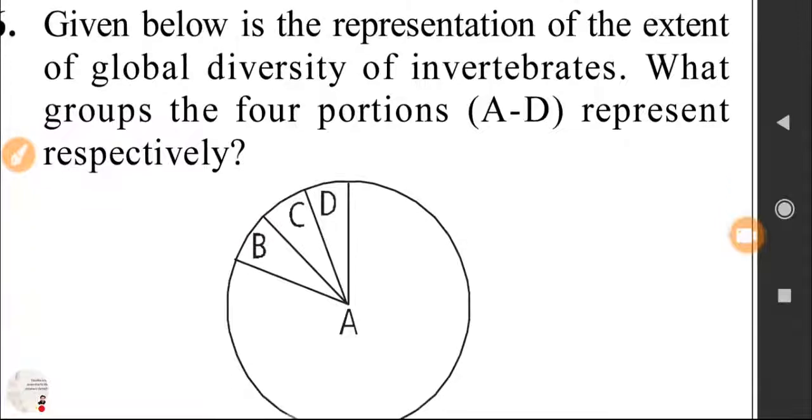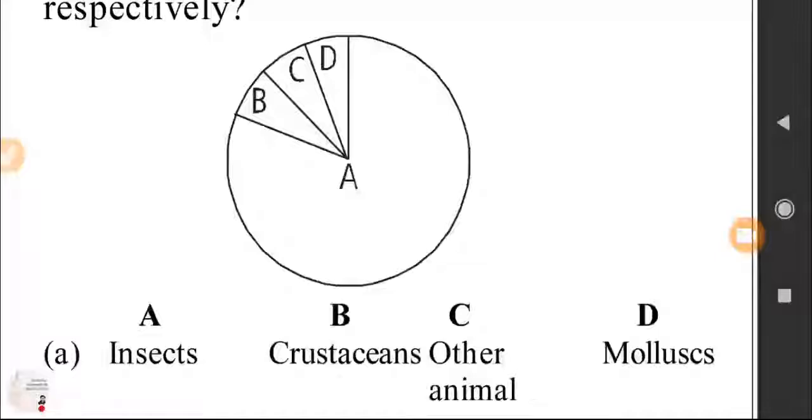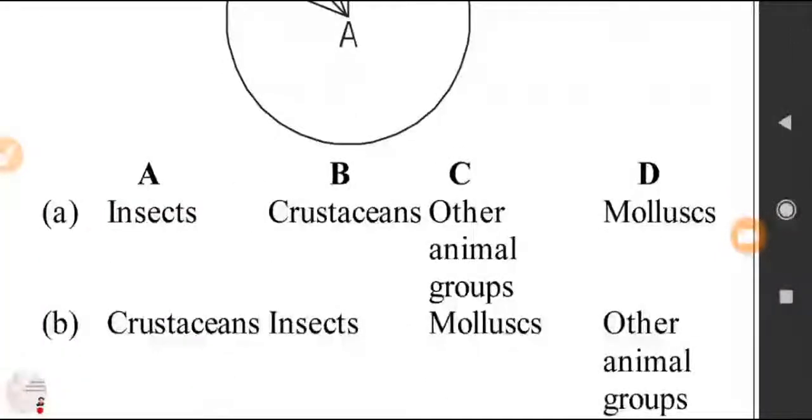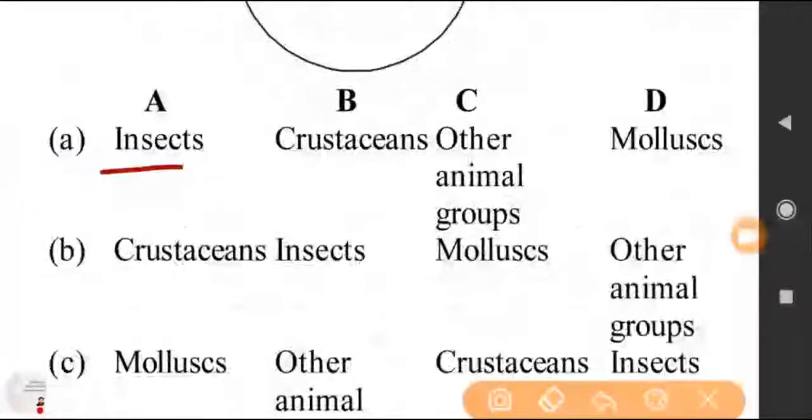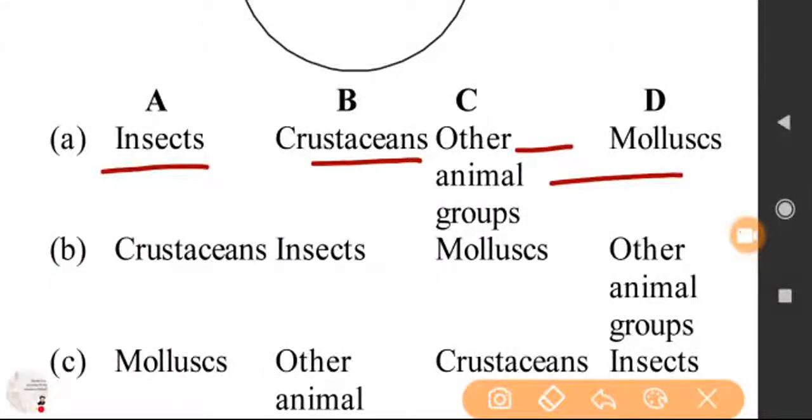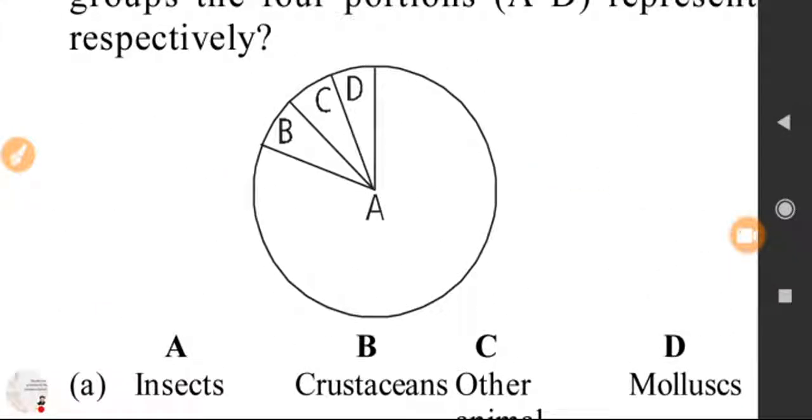Next: given below is the representation of the extent of global diversity of invertebrates. What groups do the four portions represent respectively? A, B, C, D. You have to identify them. The options are insects, crustaceans, other animal groups, and mollusks. In every option these are the four groups, but you have to identify which has the larger amount, A, B, C, D, like that.